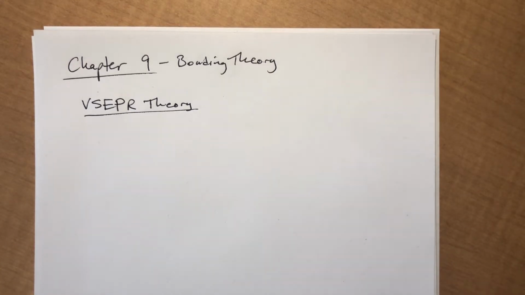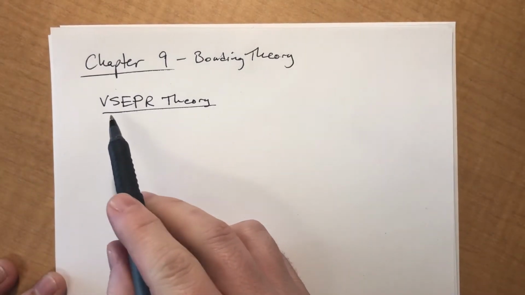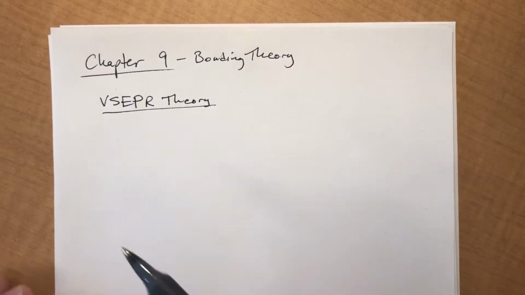Okay, we need to start chapter 9, which is a chapter on bonding theory. And we're going to start out, and actually spend quite a bit of the time of this chapter, talking about something called VSEPR Theory. I'm fully aware that that does not actually spell the word "Vesper," but most chemists pronounce it that way.